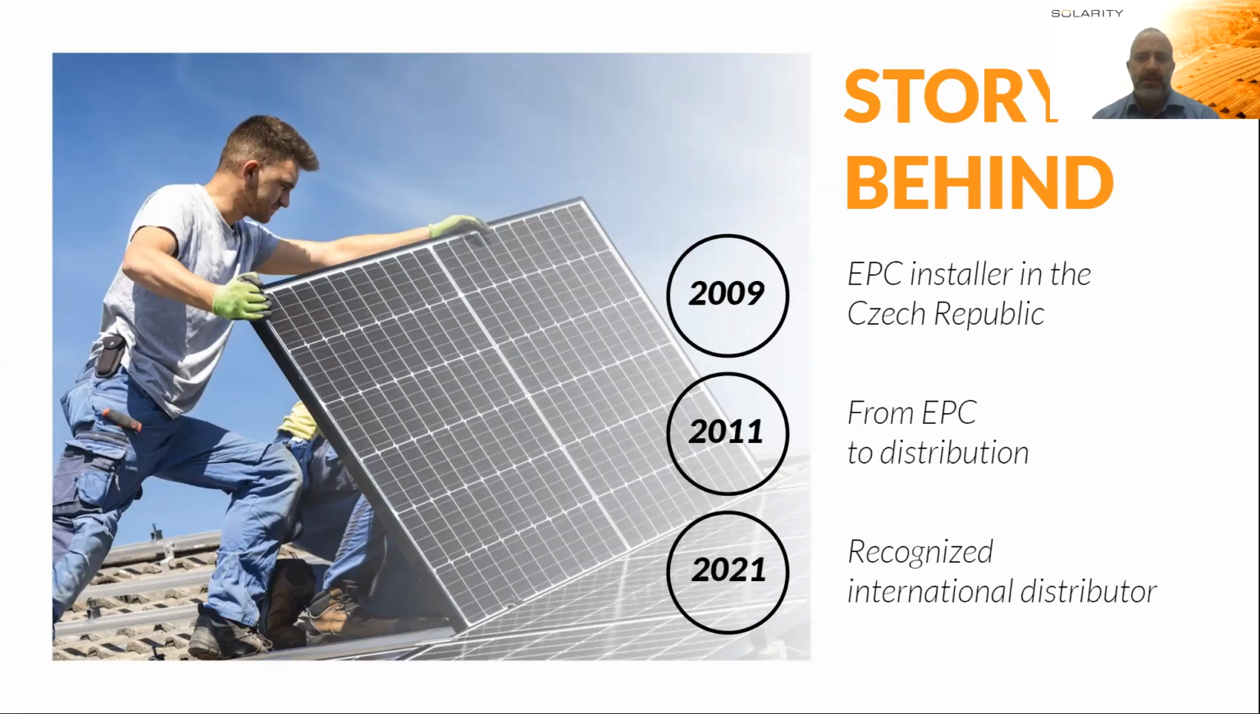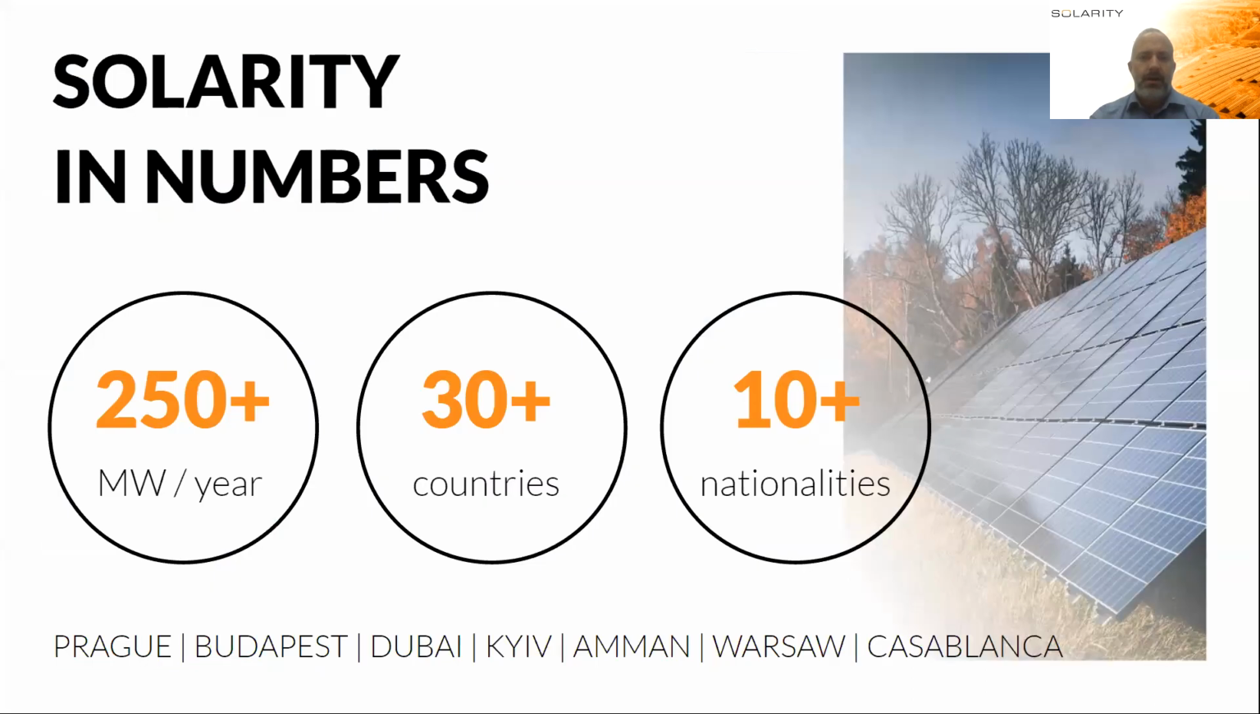So we changed from being an EPC to become a distributor, and today we are one of the more recognized international distributors in Central East Europe. Today we deliver around 250 megawatt a year in 30 countries. We have 10 nationalities. Myself, I am from Sweden. My name is Thomas, as I said. And we have people from Ukraine, from Morocco, from Jordan, etc. in our company. We also have our own offices in different areas.